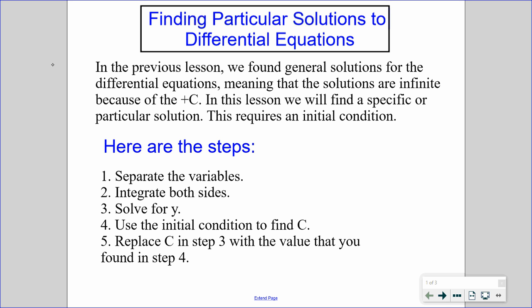We're really just adding steps 4 and 5 to the process. Number 1, you're going to separate the variables. Number 2, you're going to integrate both sides. Number 3, you're going to solve for y. Then, if you're given an initial condition, you're going to use it to solve for c, and once you have found c, you can substitute that value in the equation that you found in step 3, and then you'll have the particular solution.